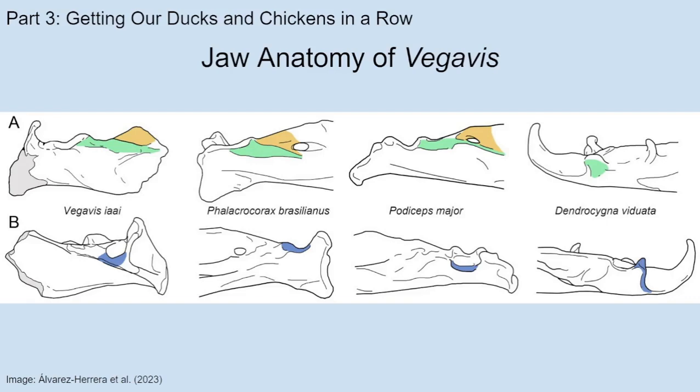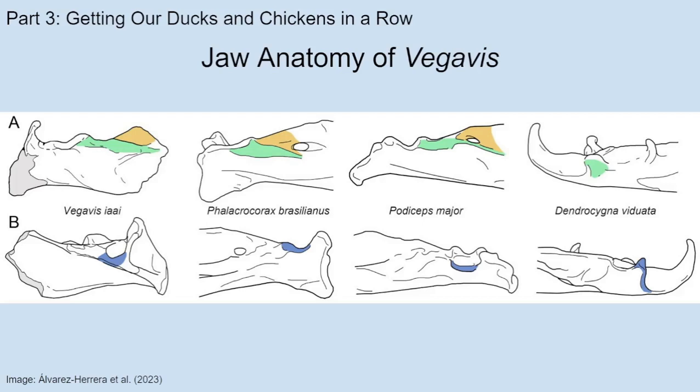Vegavis is definitely one of the most completely known early modern bird specimens that we have, but we don't have a lot of its skull. However, we do have a little bit from the back of its lower jaw, and if you have a good memory, you might remember that the back of the lower jaw is one of those regions of anatomy that seem to characterize the group Galloanserae. Chickens and ducks look pretty different from each other, but they have some similarities in the back of that lower jaw that were probably inherited from their last common ancestor and still show us today that they are closely related groups. So when Vegavis was first described, it was actually described as an early anseriform.